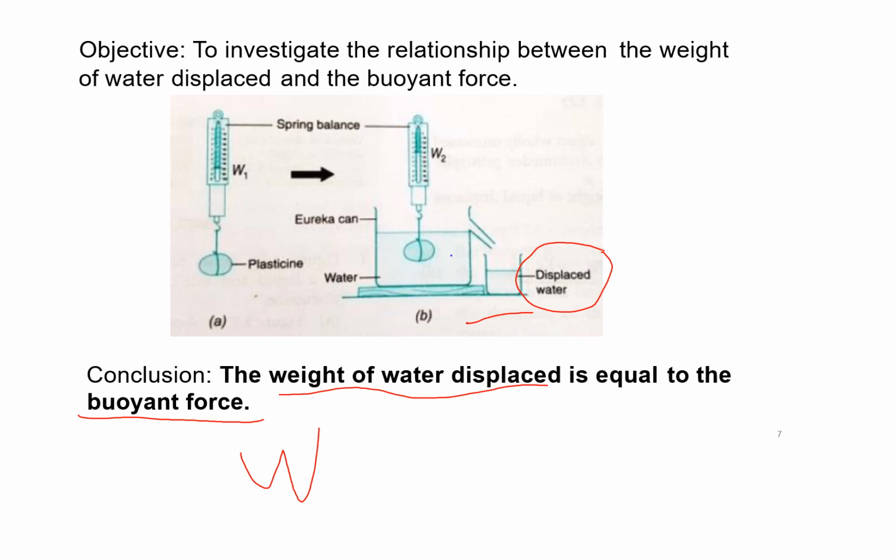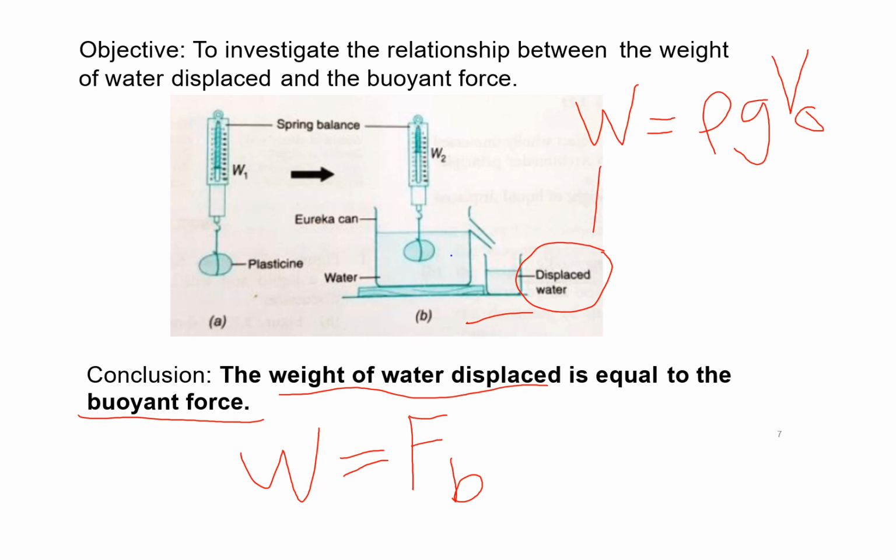So here, the weight of water displaced equals the buoyant force: W equals FB. How do we calculate weight? Weight is rho g V, where the V here is the volume of the object, VO. For FB we use the same formula: density times gravity times volume, but the V here is Vd, because this is the volume displaced. Only the volume inside the water counts for the buoyant force FB.